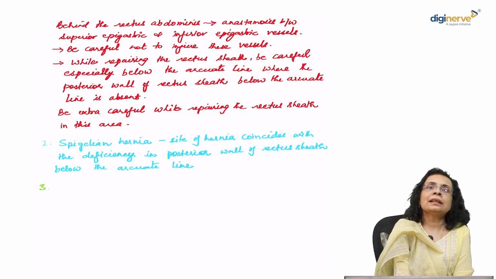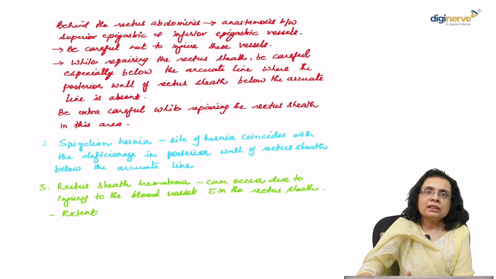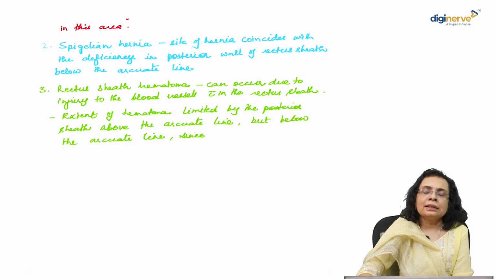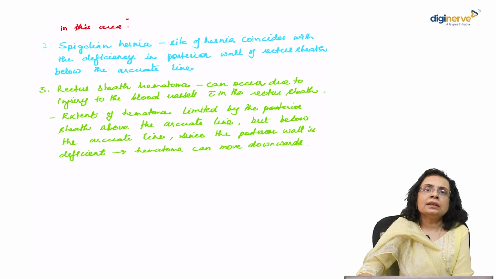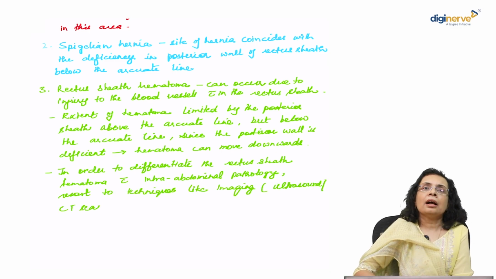Third clinical significance is rectus sheath hematoma, which occurs due to injury to the blood vessels within the rectus sheath. And the extent of this hematoma is limited by the posterior wall of the rectus sheath above the arcuate line. But below the arcuate line, since the posterior wall of the rectus sheath is deficient, it can move downwards. And as a result, in order to differentiate the rectus hematoma from an intra-abdominal pathology, you may have to resort to imaging like CT scan and ultrasound.